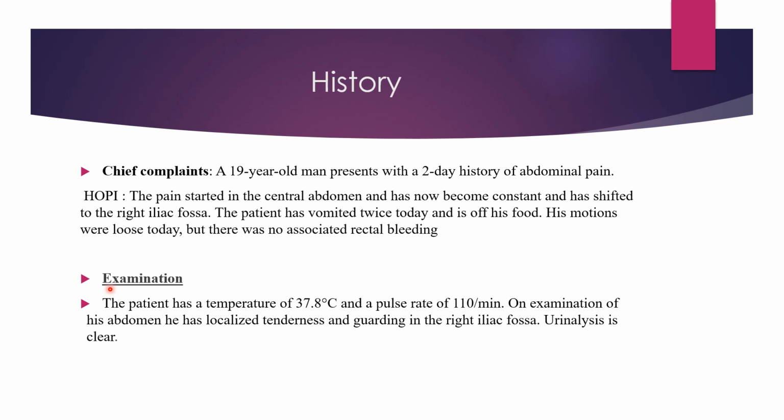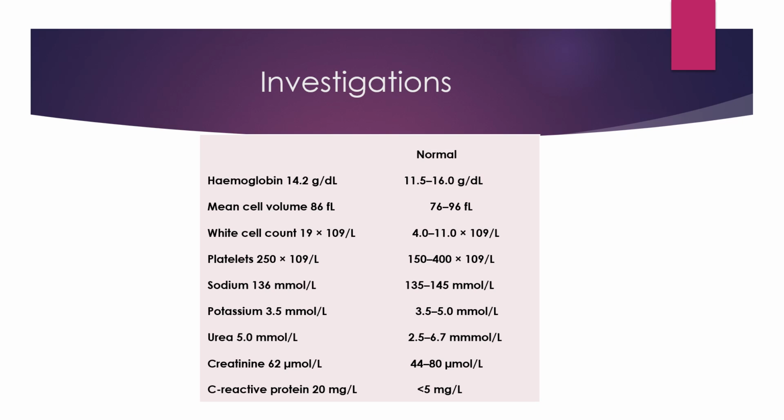On examination, the patient had a temperature of 37.8 degrees Celsius and a pulse rate of 110 per minute. On examination of his abdomen, he had localized tenderness and guarding in the right iliac fossa. Urine analysis is clear. These were the results of the investigations done on the patient.